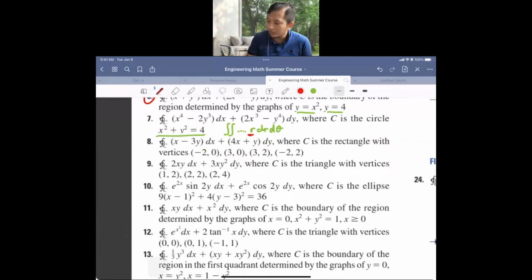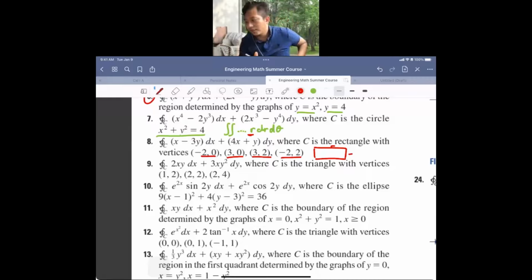And next is the rectangle. We have a rectangle with 4 points. I think this is easy to compute. We can compute the area of the rectangle. You could just draw the rectangle, find out the sides, and that's your area. I think that's also easy to follow, right? So dA is the area. So the double integral of dA, you could get the result also.